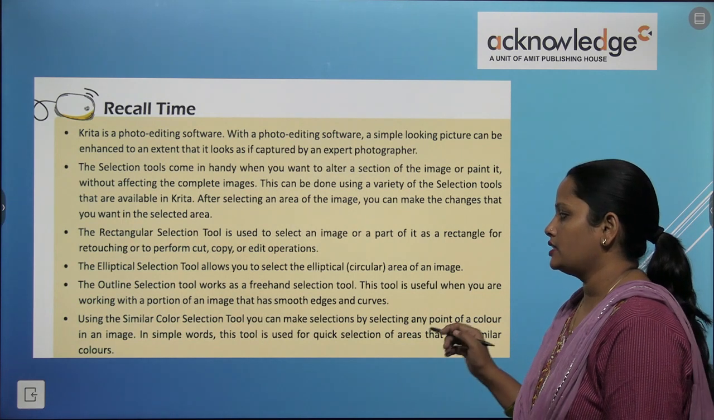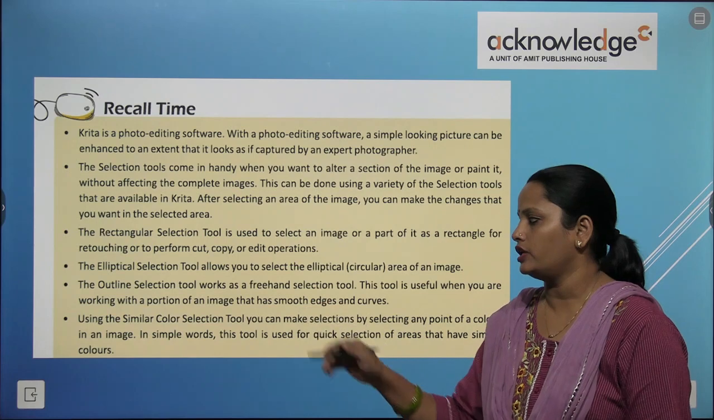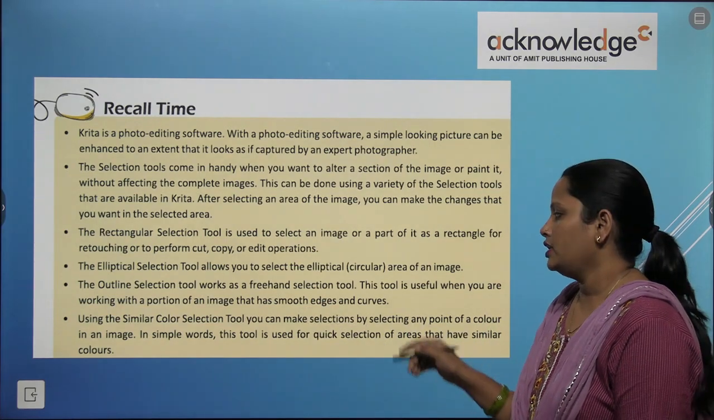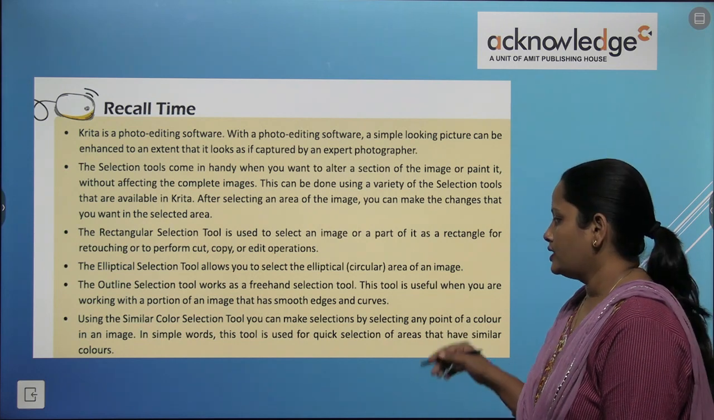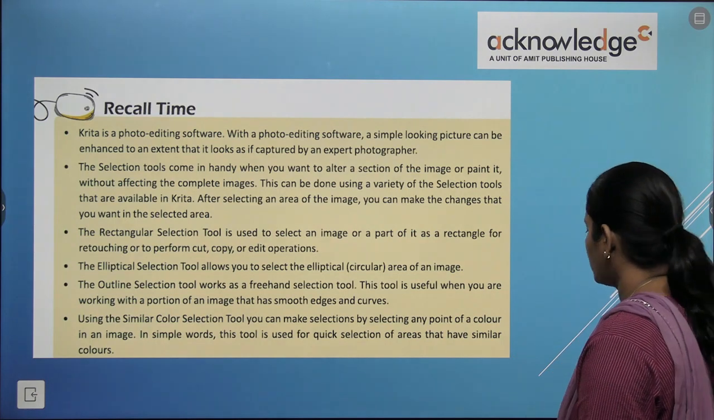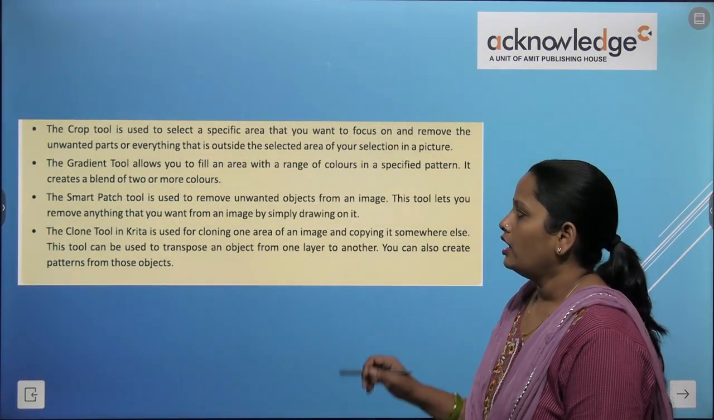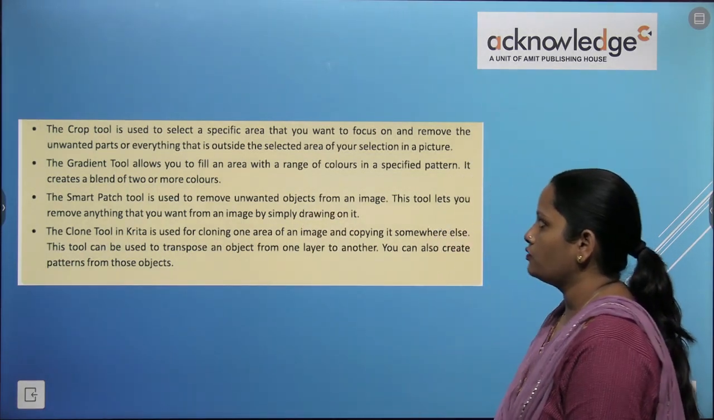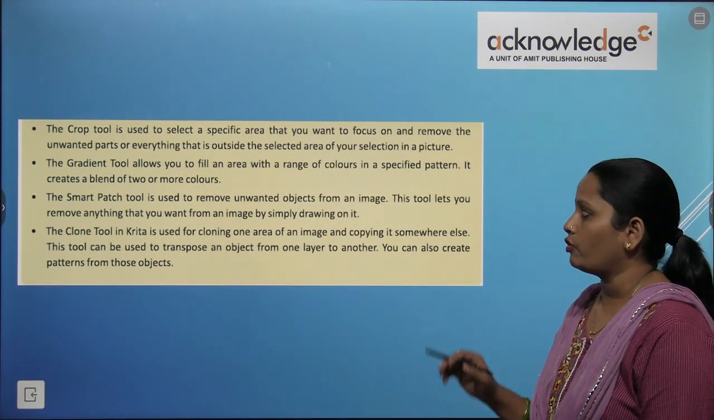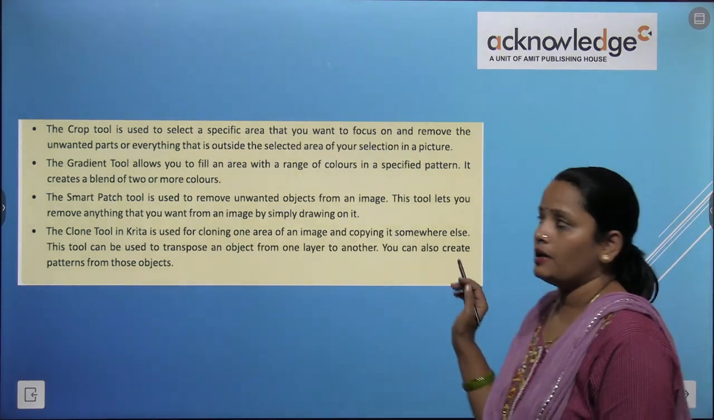Using a similar color selection tool, you can make selection by selecting any point of a color of an image. In simple words, this tool is used for quick selection of area that have similar colors. So एक जैसे कलर हम similar color tool से use कर सकते हैं. The crop tool is used to select the specific area that you want to focus on and remove the unwanted part of everything that is outside the selected area of your selection in a picture.